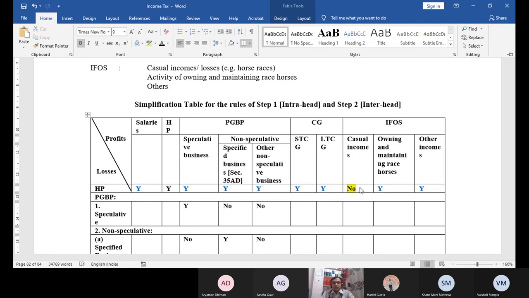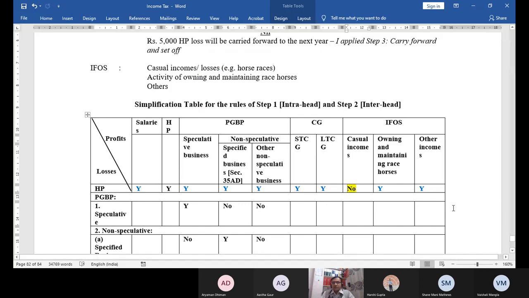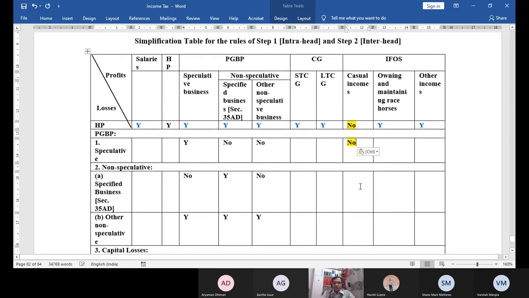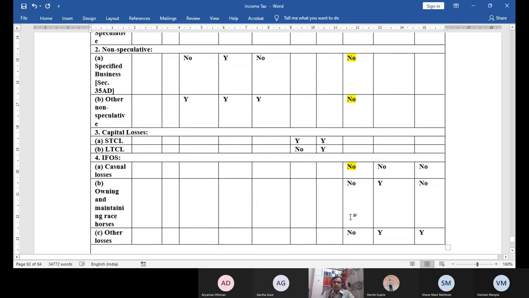Actually, casual income is a special income. Nothing can be adjusted against this. So directly you can write in every head, you cannot adjust any negative against this. इसकी खुद की नेगेटिव एडजस्ट नहीं हो पाई, दूसरे की तो क्या एडजस्ट होगी इसमें? Nothing is allowed. Nothing.